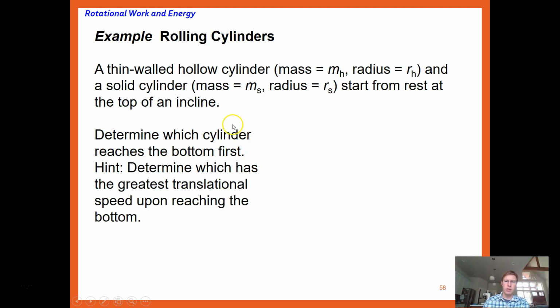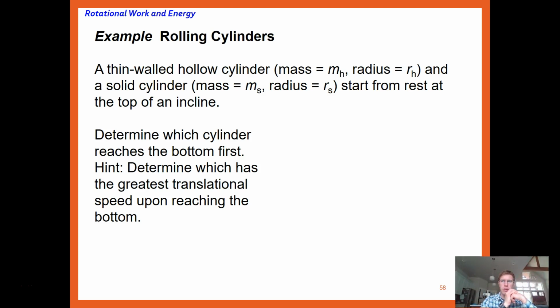All right, so here's a question for you all based on what we've been talking about so far. Imagine you have two cylinders. One's a solid cylinder and one's a hollow cylinder. All right, now let's assume that they both have the same mass. So MH and MS are equal. And let's assume even that their radii are equal. RH and RS are equal. If I were to release them both from rest at the top of a ramp, which one would reach the ground first?